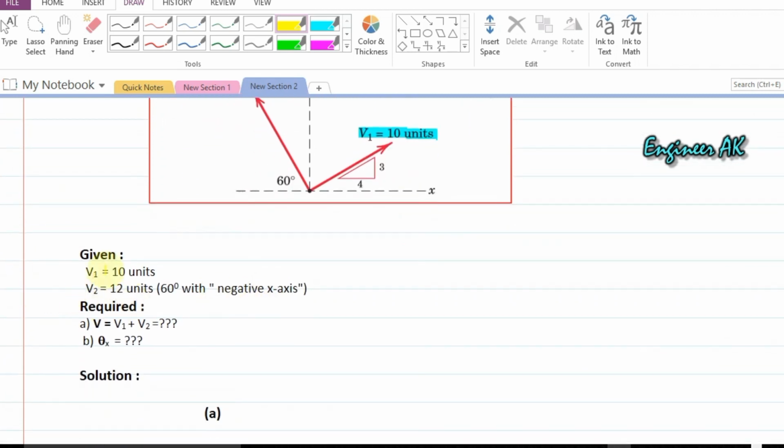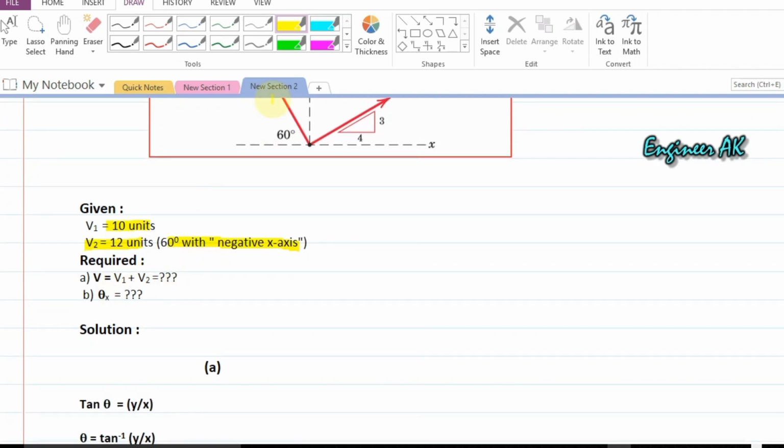So here I have written that v1 is equal to 10 units, it is given in the question, and v2 is equal to 10 units, and it has an angle of 60 degrees with the negative x-axis. What we were asked in this question is to find the magnitude. First we have to sum up these two vectors, and then we have to find the magnitude of it. And in the second portion we were asked to find the angle that it is making with the positive x-axis, and at last we will also show it graphically, how it looks.